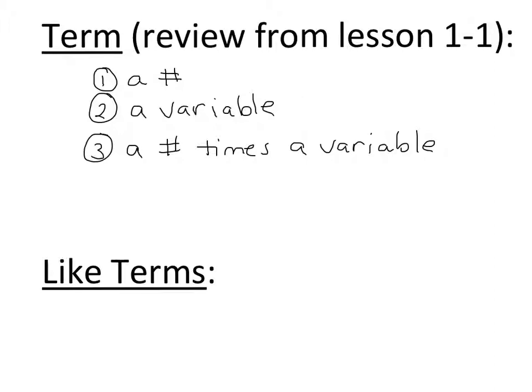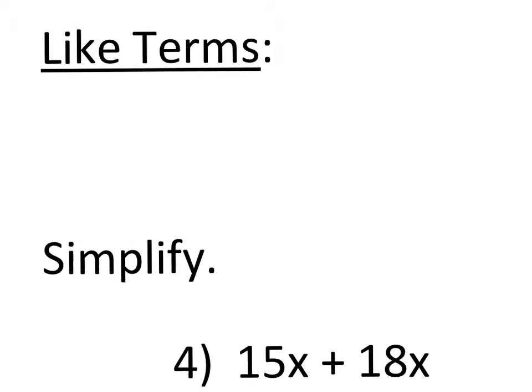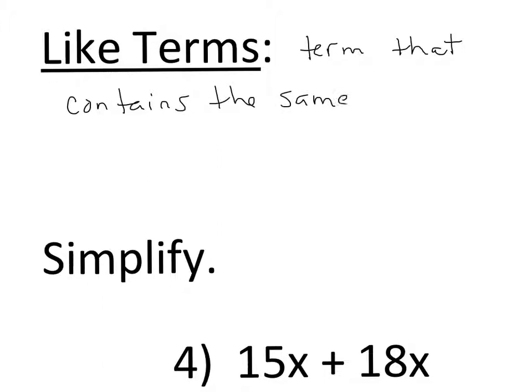All right, the next term we're going to look at is called like terms. The definition for like terms is a term that contains the same variable or variables. You can have multiple letters there, with the same exponent.